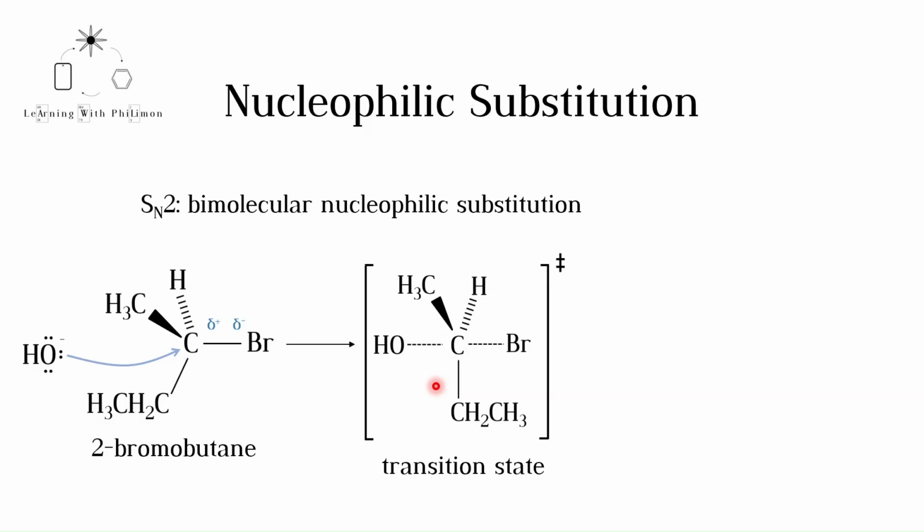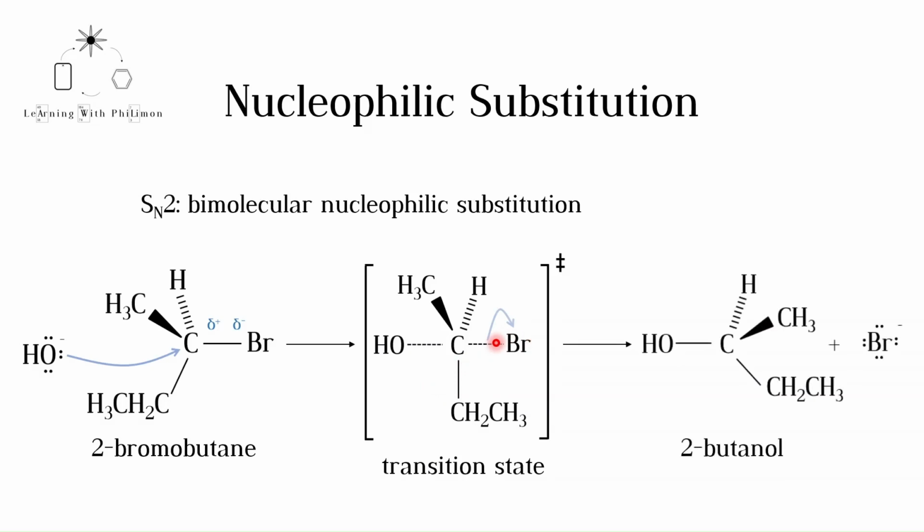Eventually, the carbon-bromine bond breaks. The electrons from the carbon-bromine bond are taken by the bromide ion leaving group. The products are formed, 2-butanol and a bromide ion. Note that the molecules in the mechanism have been drawn showing their three-dimensional shape. This is because the SN2 mechanism leads to an inversion of the stereochemistry. For more on this, please watch the video on optical isomers.